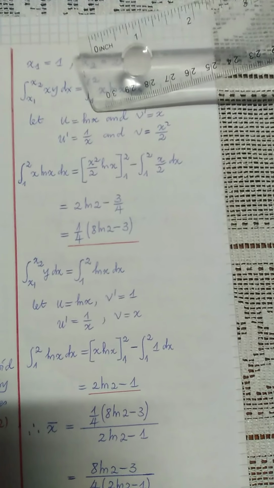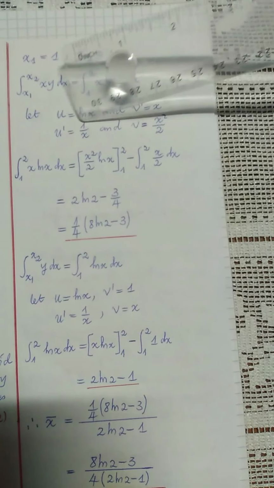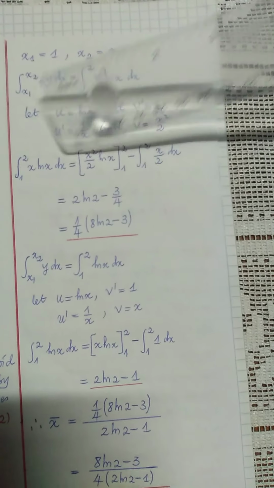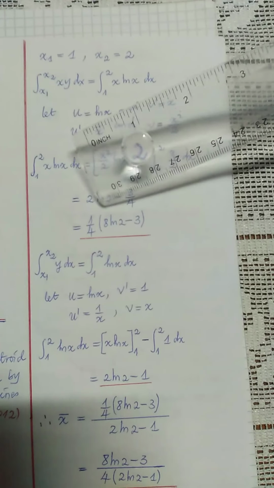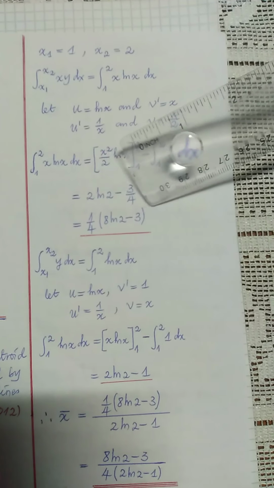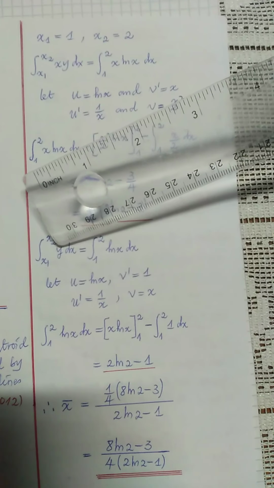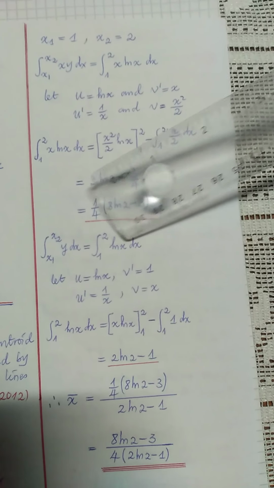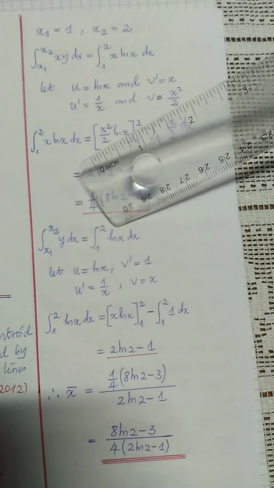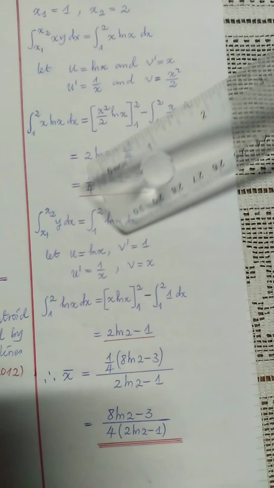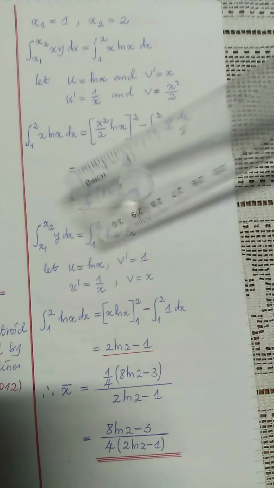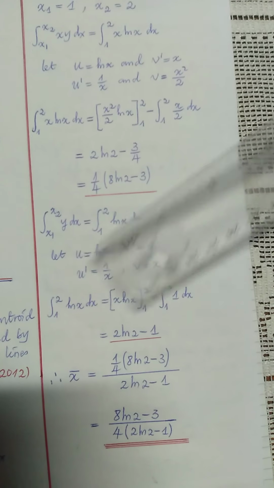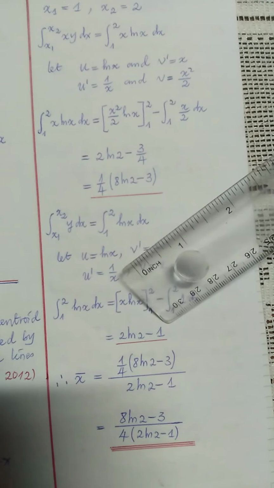You let u be ln x and v prime be x. Your u prime is 1 on x and your v is x squared on 2. So your integral of x ln x simplifies to give you 1/4 of (8 ln 2 minus 3). Then for the denominator, the integral of y dx is the integral from 1 to 2 of ln x dx. Again you go by parts: u is ln x and v prime in this case is 1, so u prime is 1 on x and v is x. When you simplify that, your integral is 2 ln 2 minus 1.